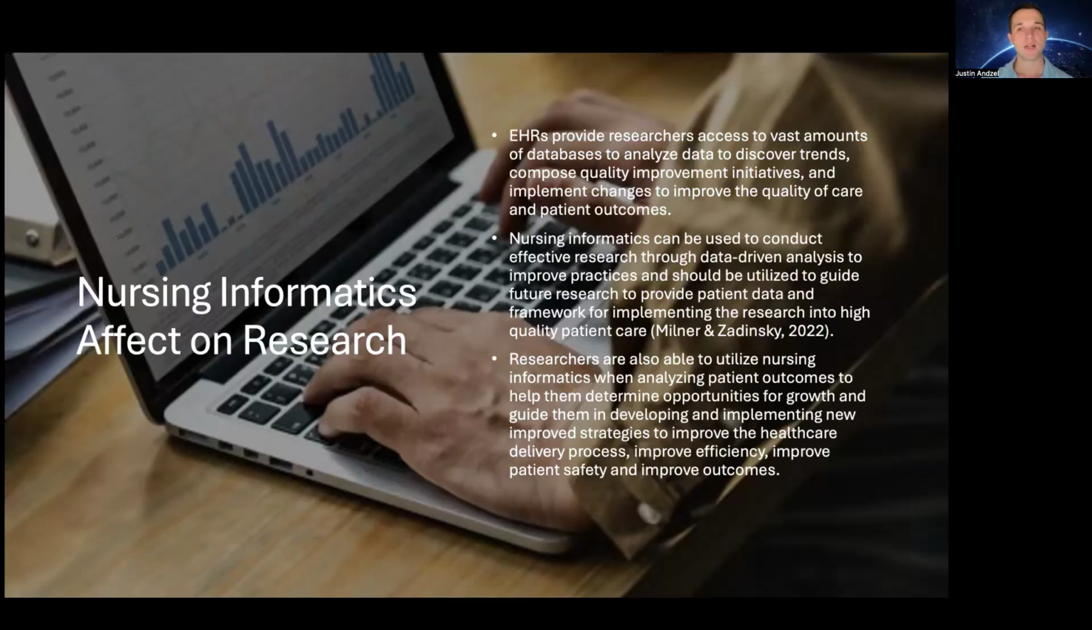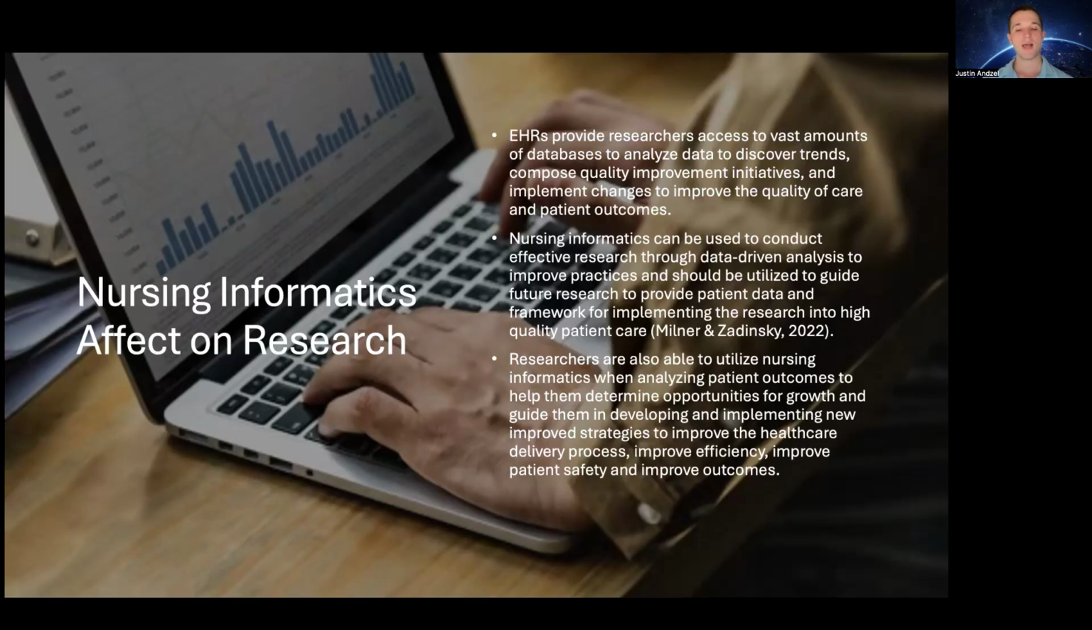Nursing informatics effect on research. Research is also impacted by nursing informatics. EHRs provide researchers access to vast amounts of databases to analyze data, to discover trends, compose quality improvement initiatives, and implement changes to improve the quality of care and patient outcomes.